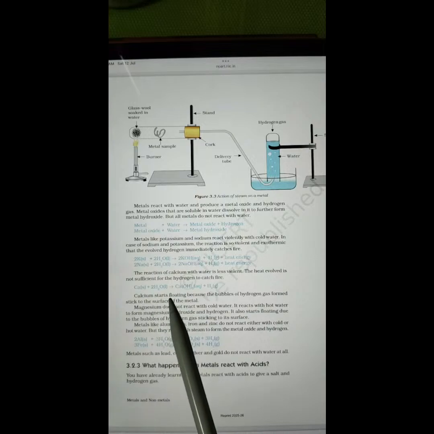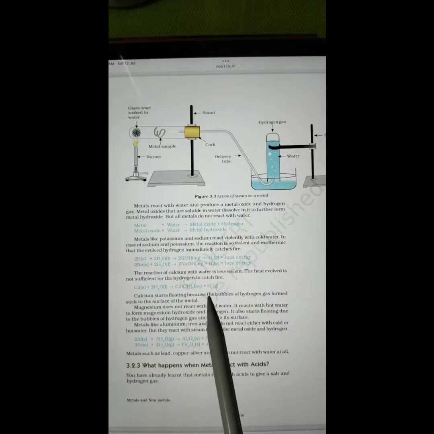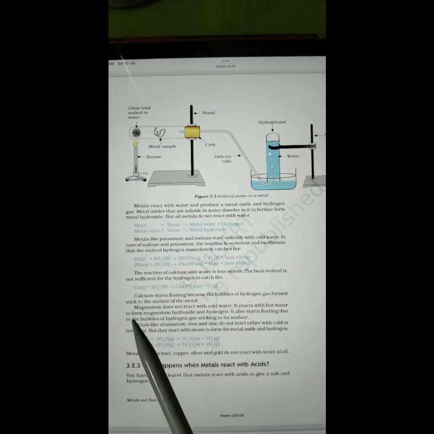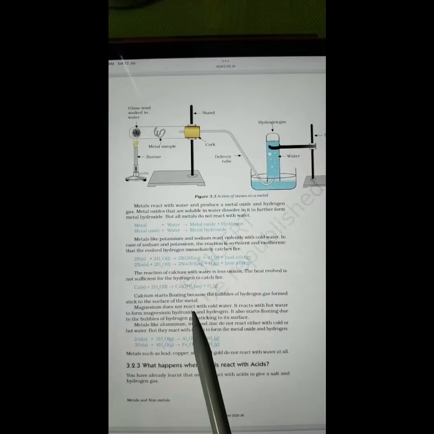Calcium in solid form and H2O in liquid form, two molecules of water, will combine to form calcium hydroxide, Ca(OH)2 in aqueous form, along with hydrogen in the gaseous form. Calcium starts floating because the bubbles of hydrogen gas formed stick to the surface of the metal.